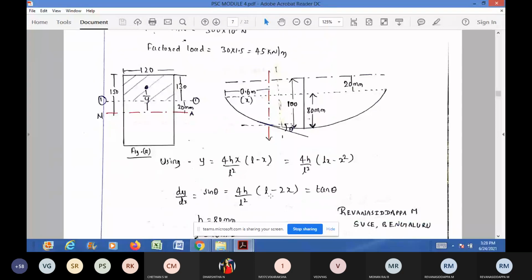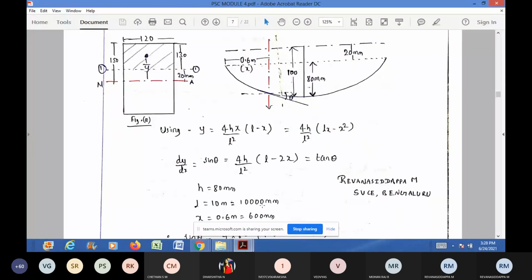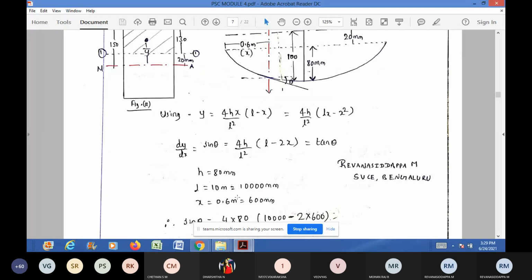The height of the parabola is 80 mm. H is equal to 80 mm. The length of the beam is given as 10 meter, that is 10,000 mm. And x is equal to 0.6 meter. We are interested to find the sin theta value at a distance of 0.6 meter from the support. So x is equal to 0.6 meter, which is nothing but 600 mm. Substitute everything, we'll get the sin theta value.